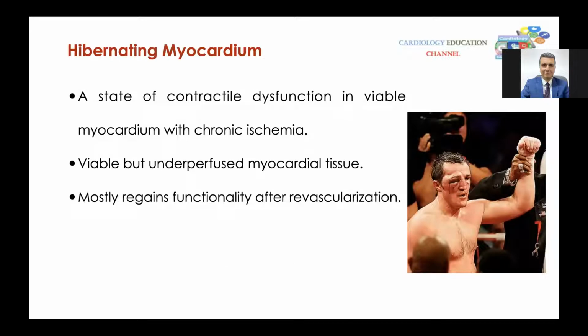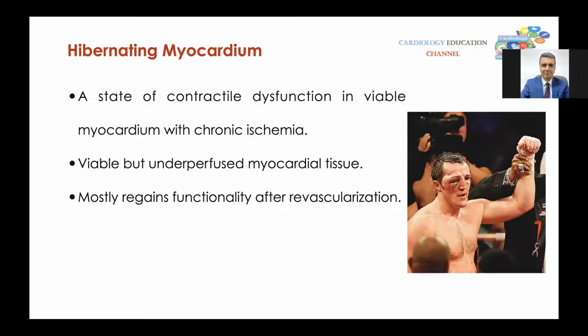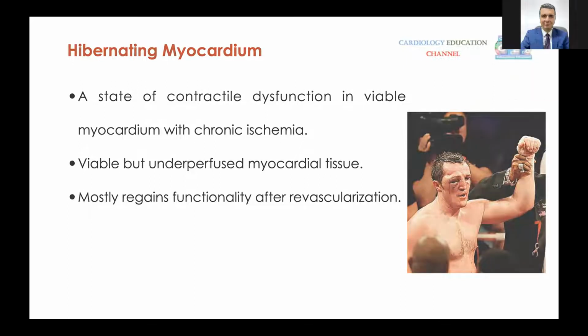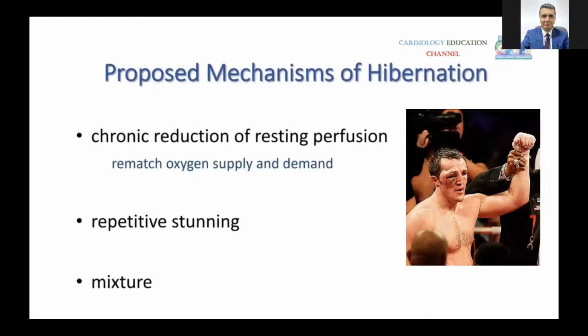The hibernating myocardium is a state of contractile dysfunction in viable myocardium with chronic ischemia. It's viable but underperfused myocardial tissue and mostly regains functionality after revascularization. As you can see from the image on the right side, this boxer has been knocked out due to repeated hits; that's what happens with the hibernating myocardium. It's due to chronic reduction of the resting perfusion, or repetitive stunning, repetitive cutting of blood coming back, or a mixture of both.